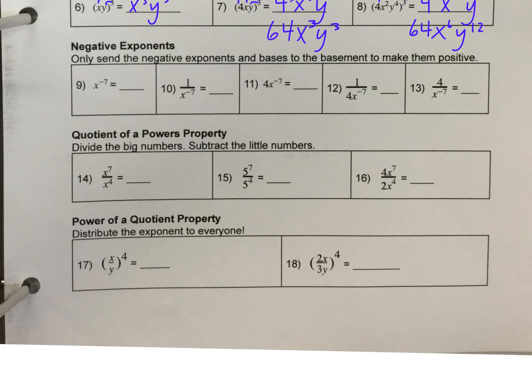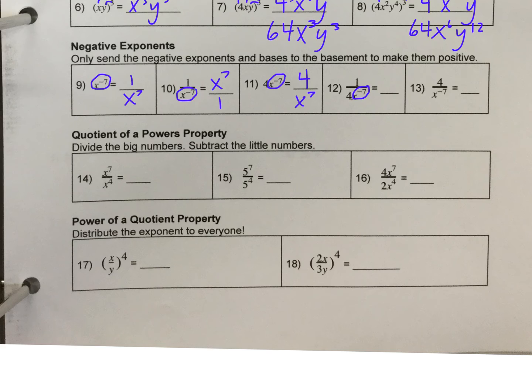Now we're going to deal with some negatives. Remember, when they're making bad choices, we send them to the basement to make them positive, and we got to put a 1 on top as a placeholder. Here, he's in the bottom making bad choices, so we're actually going to send him to the top. And you can put a 1 under it, or you don't have to. Here, on 11, it's just x to the 7th. The 4 gets to stay up top because he's not making bad choices, but the x has to go to the basement to become positive.